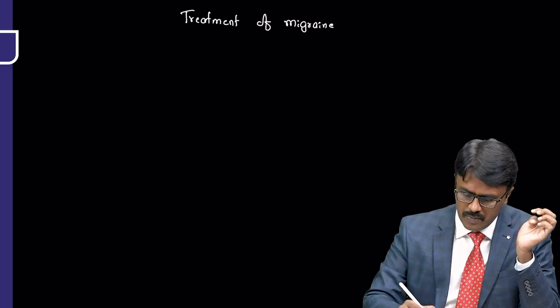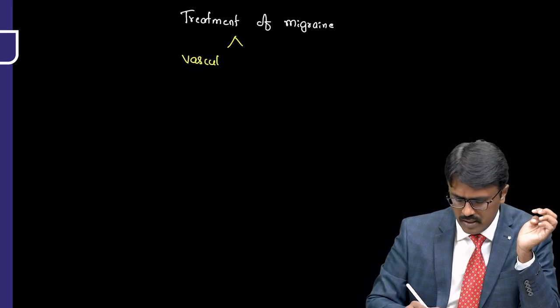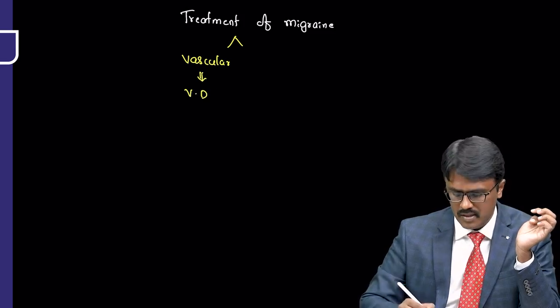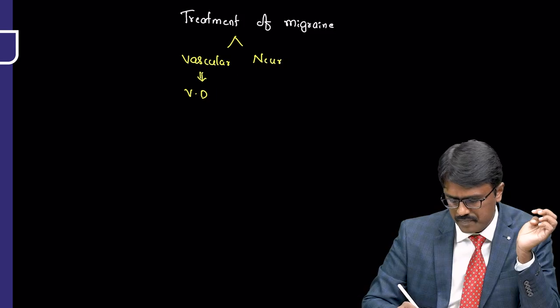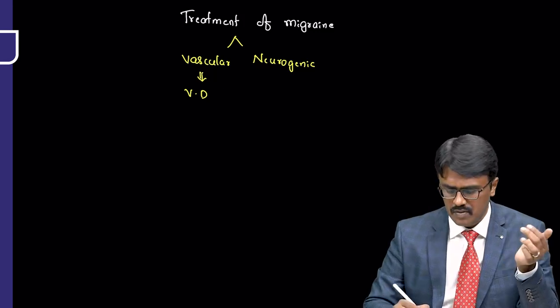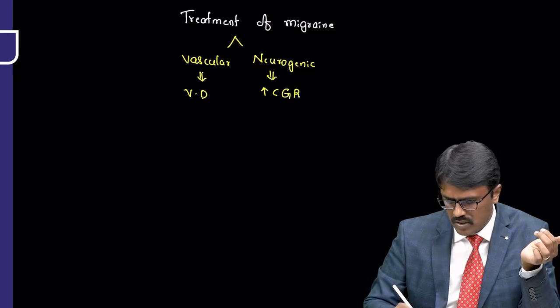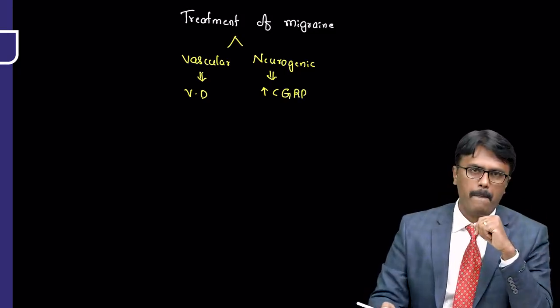So there are two theories proposed for migraine. I told you the vascular theory. Vascular theory is because of vasodilation of extracranial blood vessels. The neurogenic theory is because of inflammation of the nerve, that is trigeminal, which will increase the release of calcitonin gene-related peptide. So these are the two triggering factors for migraine.